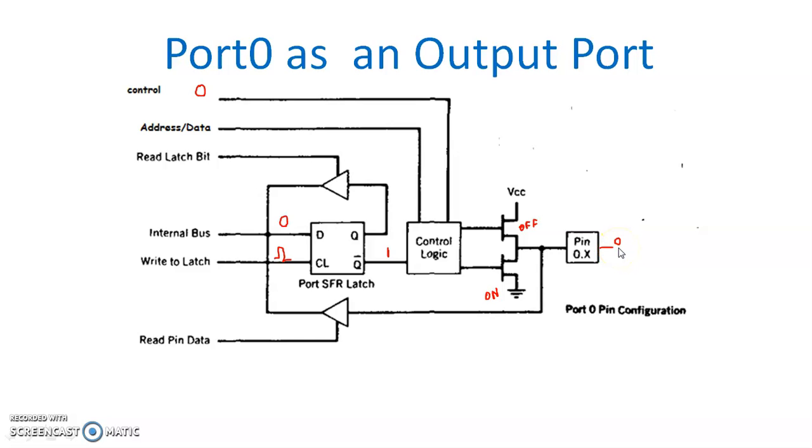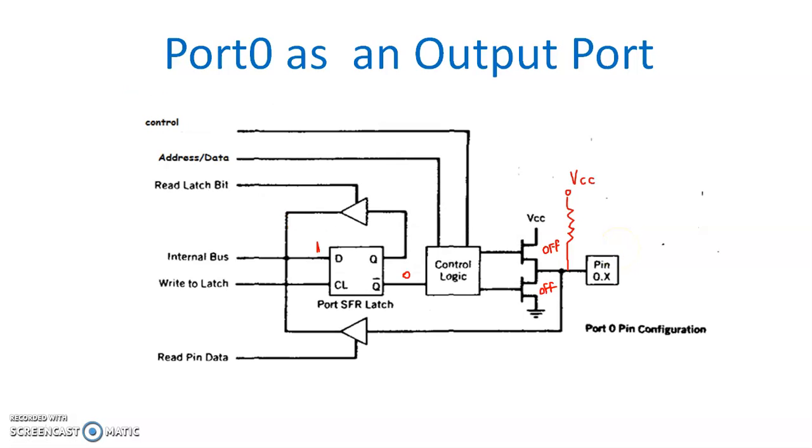If you want to write the value as 1, then to the internal bus you write the value 1. Then Q is set to 1 and Q bar equals 0, and both transistors will now remain in the off state. When they are off, the pin is floating. So to write the value 1 externally, connect an external pull-up resistor. So for port 0, we need an external pull-up resistor.